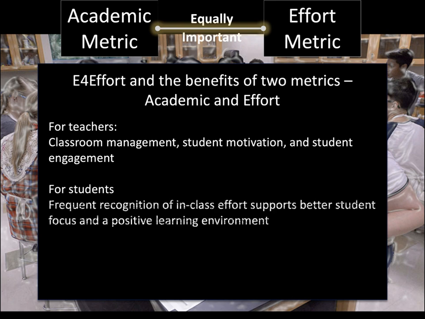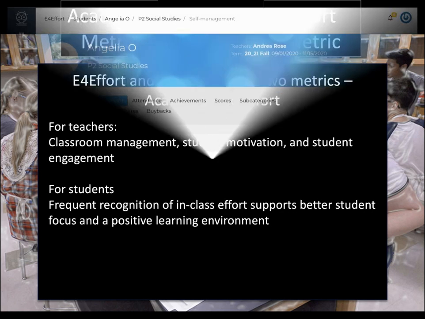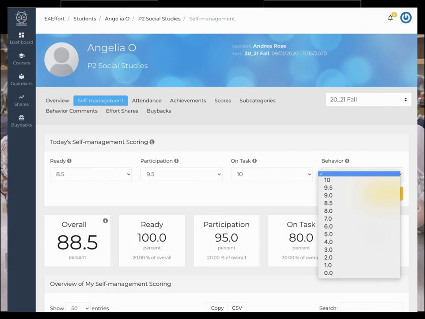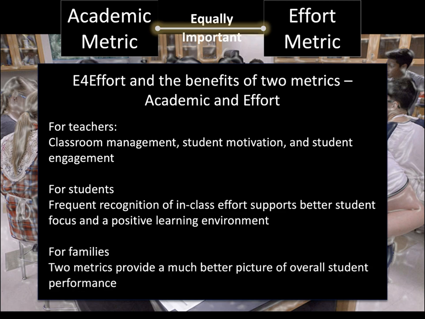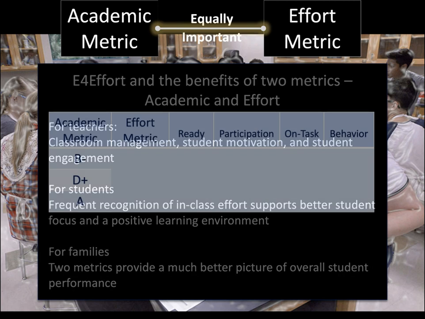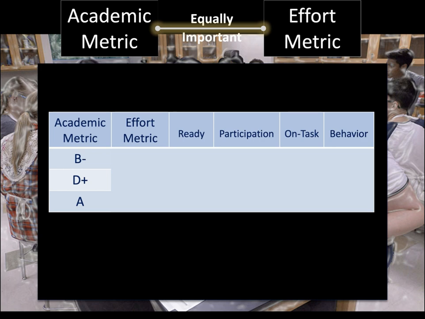For students, frequent recognition of student in-class effort at the time the effort occurs supports better student focus and a positive learning environment. Also, E4Effort allows students to score their own effort from their student portal, which aids in the social-emotional learning aspect of self-management. For families, 2 metrics provide a much better picture of overall student performance. Imagine how conversations change when families and students have 2 metrics to consider, and effort percentages by category.